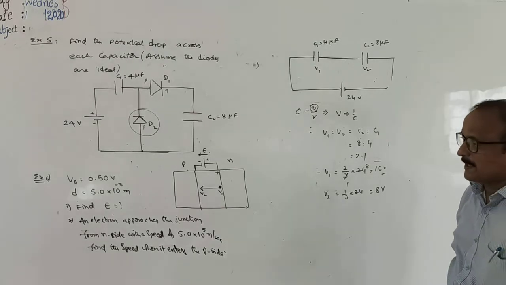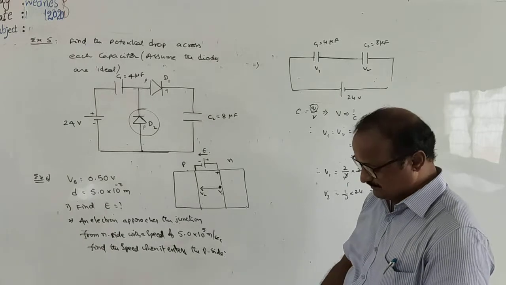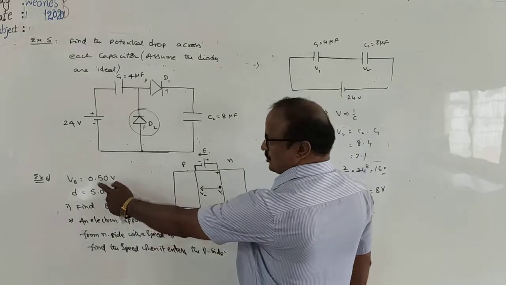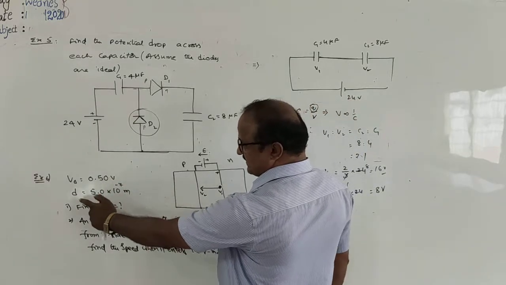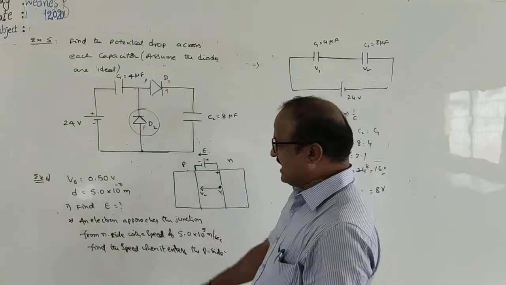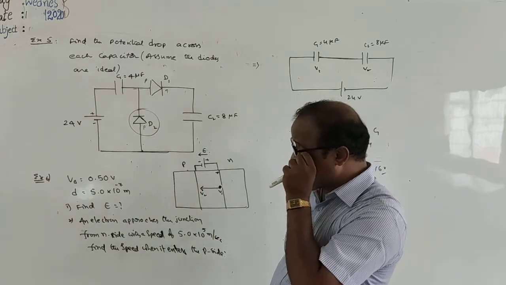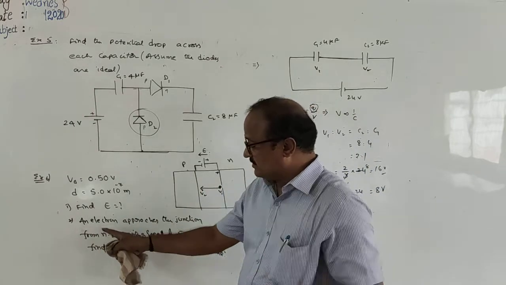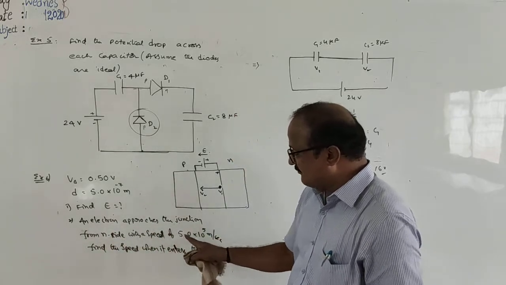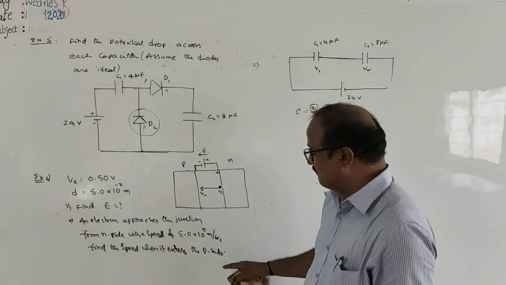Again, this is example 6. Given the barrier potential of the junction diode is equal to 0.50 volts. Thickness of the depletion layer is equal to 5.0 into 10 power minus 7 meters. Find the electric field intensity in the depletion layer. Second one, an electron approaches the junction from the N side with a speed of 5 into 10 power 5 meter per second. Find the speed when it enters the P side region.